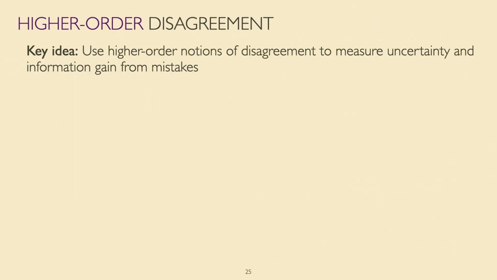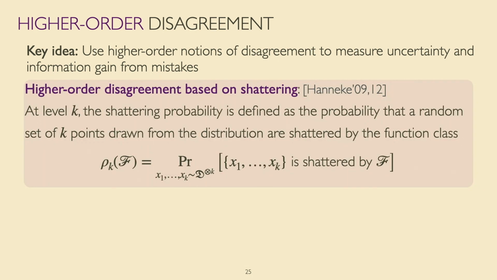Okay, so the idea comes from this notion of disagreement coefficient, but looking at higher orders of this disagreement quotient and using that to figure out whether we're uncertain and whether we're going to get a lot of information if we make a mistake. Okay, so what is this higher order disagreement? This is really exploiting the property of VC classes.